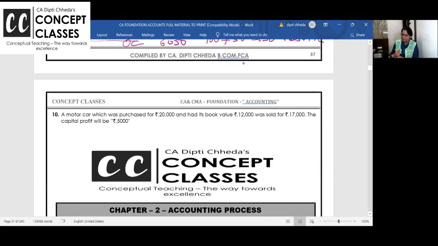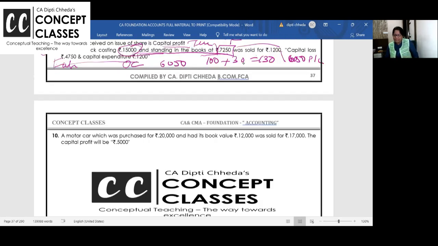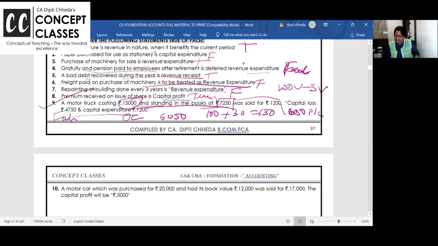Motor car. Costing 20,000, book value 12,000. Was sold for 17. Okay, great. Purchase 20. Book value 12, sold. So 5,000 is the profit. Will you take it as a capital profit? False. It is false. I mean, say it is a capital profit, but then you charge it off to the revenue account only.